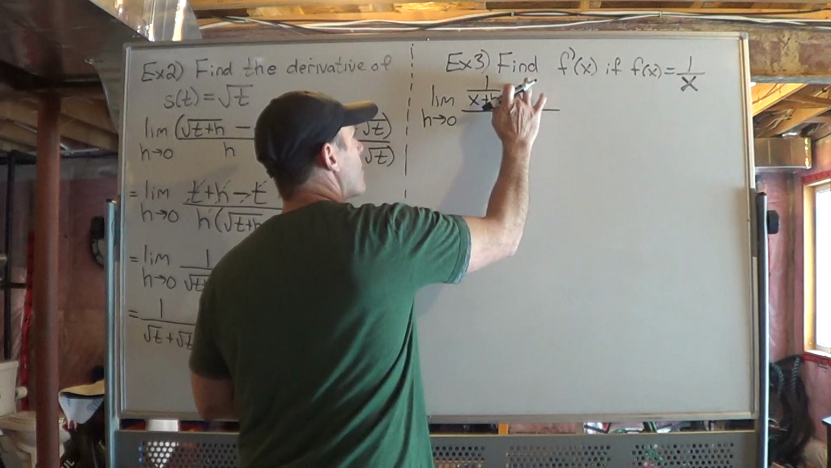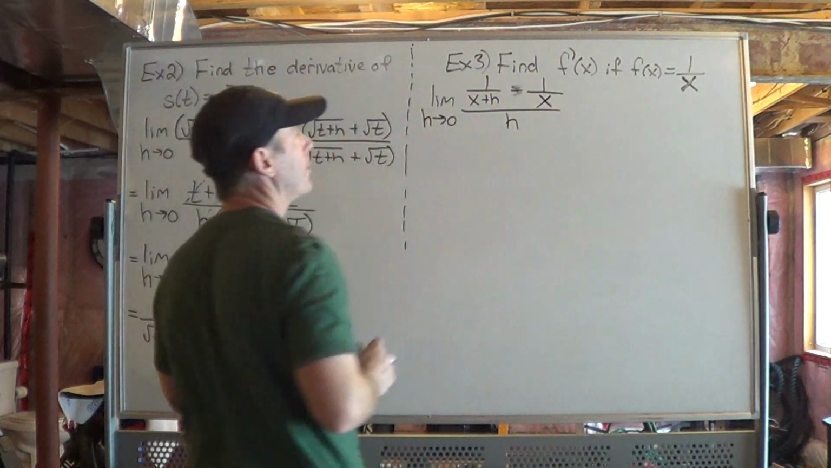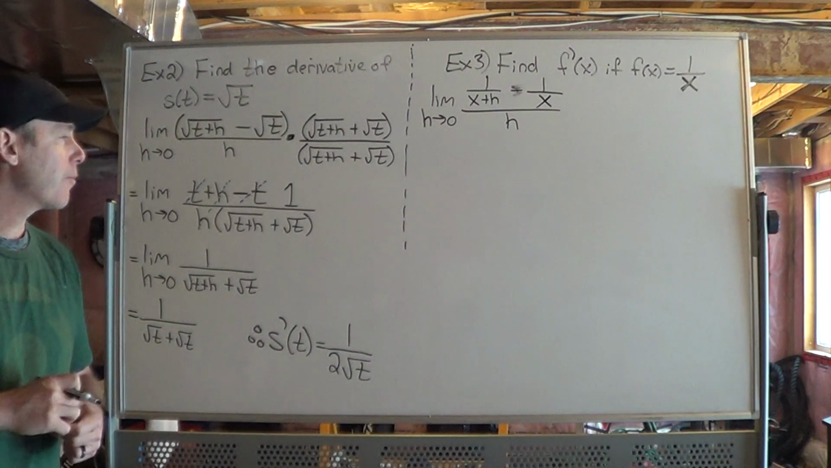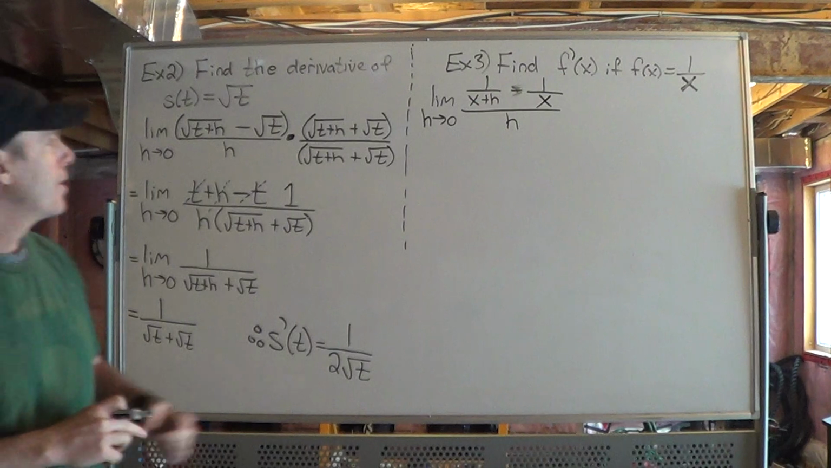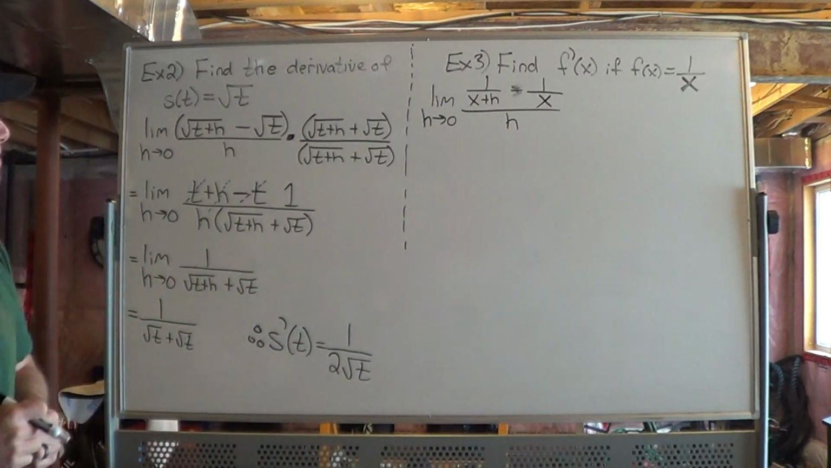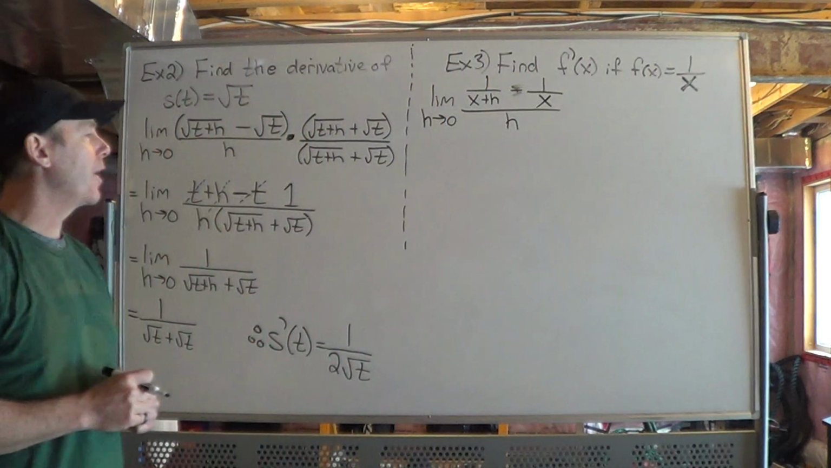Minus f of x, which is 1 over x. All right, now, the problem we've had here before is we've got a numerator, we've got that fraction inside of a fraction again. So the first thing I want to do is, again, simplify my numerator.